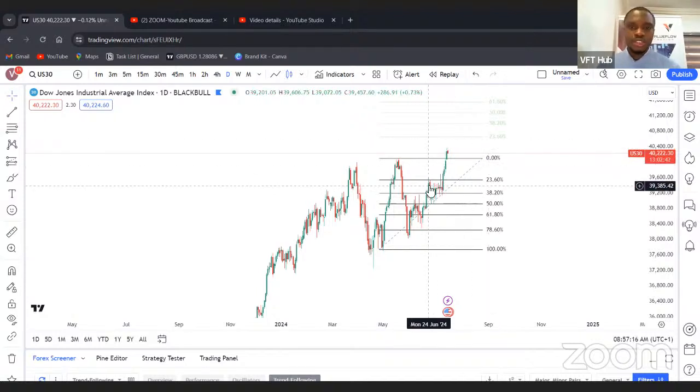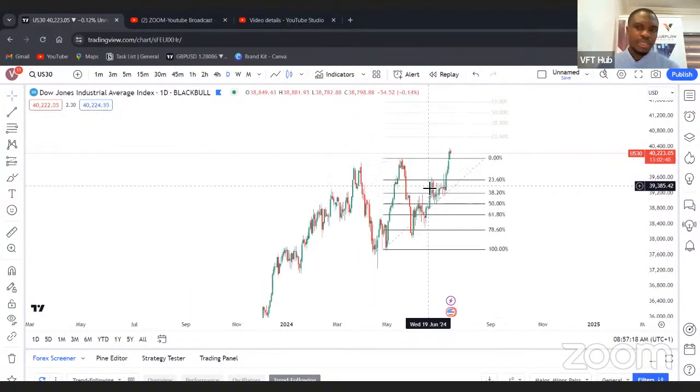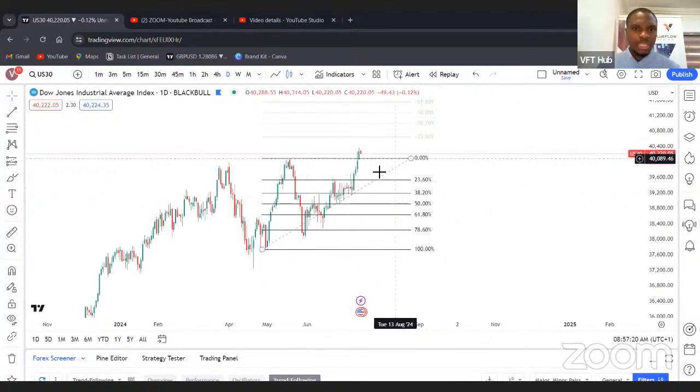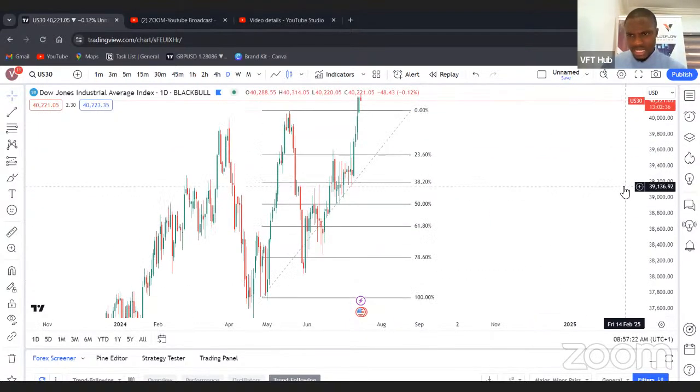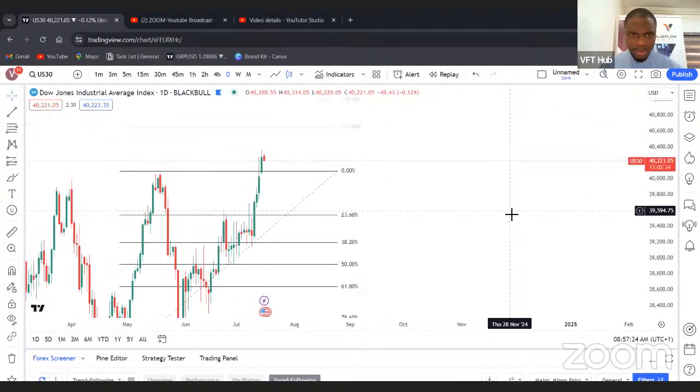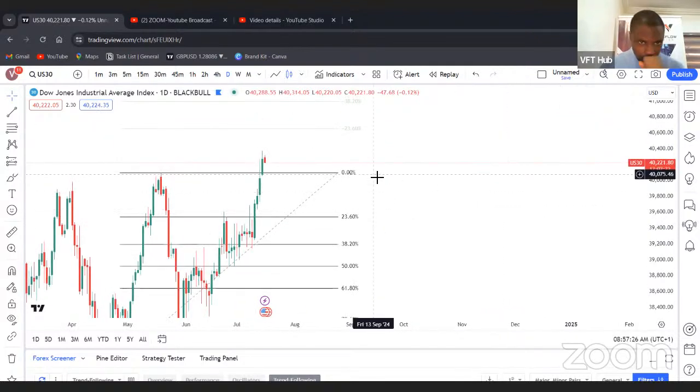But right at this junction, you want to see probably a retest of a level. I'm seeing like a fair value gap, a very interesting one that we might see price tap into and then continue somewhere around here.